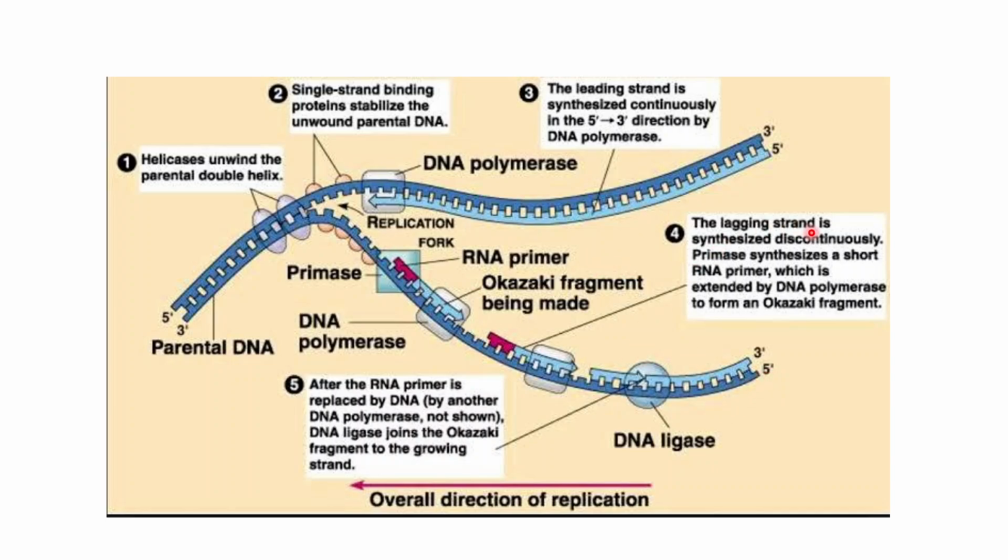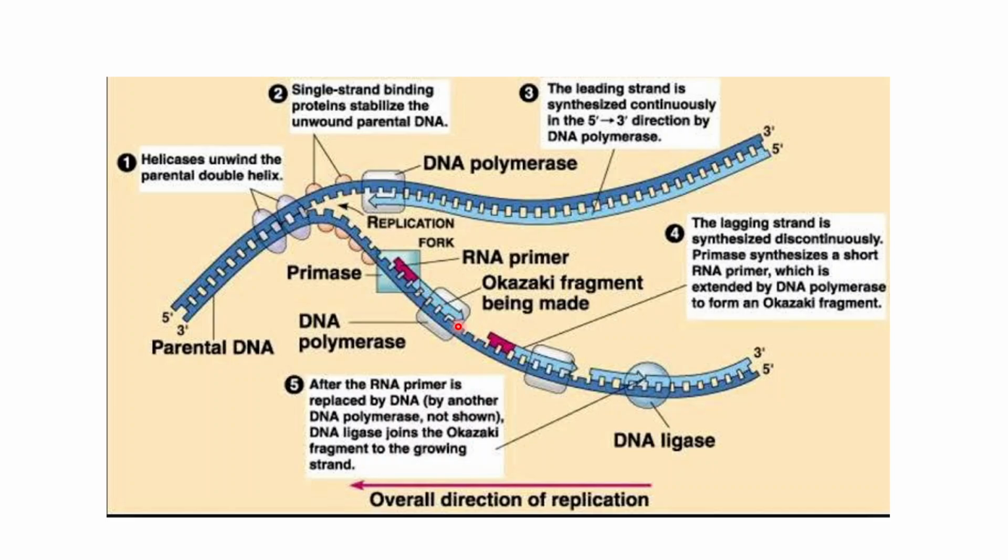Now in the lagging strand, which is synthesized from 5 prime to 3 prime discontinuously, what happens here? Here we will have an RNA primer. This RNA primer and primase enzyme help the Okazaki fragment to be formed. So what is the step? The lagging strand is synthesized discontinuously. Primase synthesizes a short RNA primer, which is extended by DNA polymerase to form the Okazaki fragment. And the RNA primer is replaced by DNA by another DNA polymerase. The DNA ligase joins the Okazaki fragments to form the growing strand.